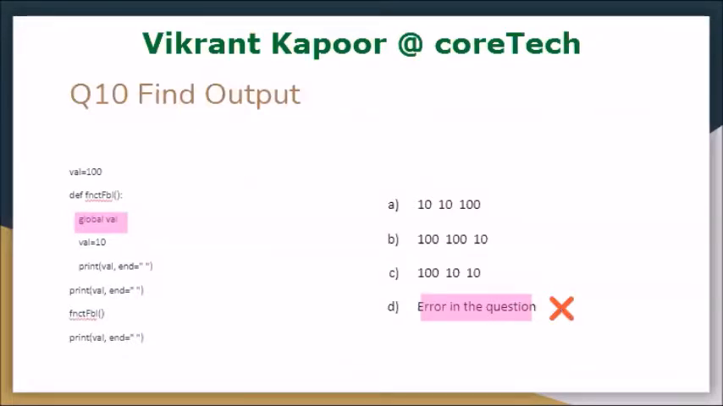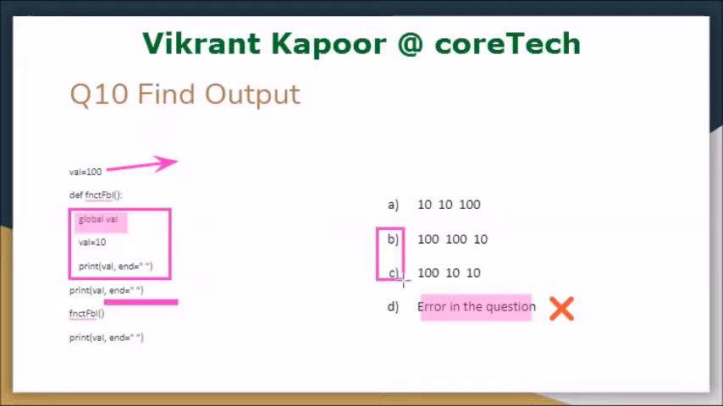Now let's check once again. We have 100. Then we have the function being called. Then we have a print statement after the function, which means this should print something like 100 first. So we have two options, B and C, where 100 is being printed at the first place. Let's call the function. When the function is called, it will make the value of the variable val as 10 and it should print 10. So we have once again C as the correct option in the answer.